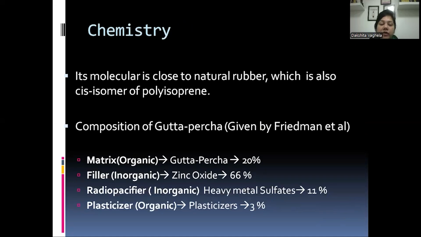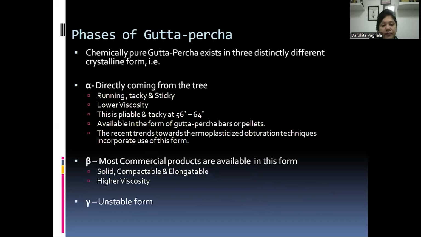Now, the chemistry of gutta percha is that its molecular chemistry is close to natural rubber, which is also a cis isomer of polyisoprene. The composition of gutta percha was given by Friedman et al. They said that the organic matrix mostly comprises gutta percha, which is 20%. The inorganic filler is zinc oxide, 66%. Radiopacifier, which is heavy metal sulfates, 11%, and plasticizers, 3%.